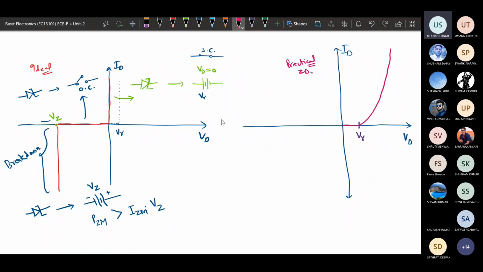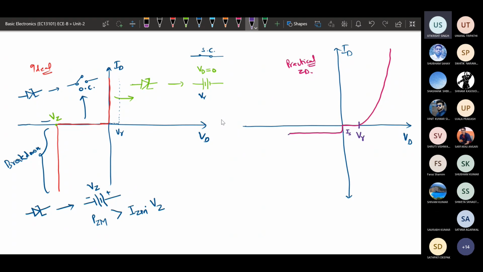Similarly, in the reverse case, its current will be saturated to I saturation. We have seen already, this will be the saturation current, IS. It is a leakage current, or we can say reverse bias saturation current, that will be flowing through it, and there will be a voltage that is called the breakdown voltage. We have already seen that. We will apply a reverse bias voltage equivalent to the breakdown voltage.